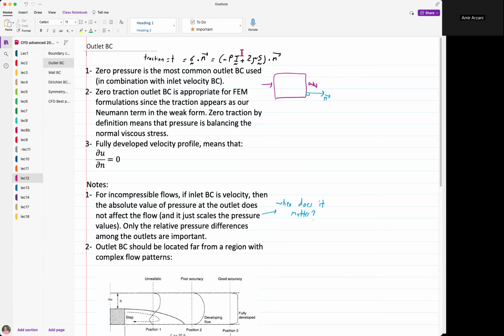And you can also think of some of this in the context of a fully developed velocity profile. So when at an outlet, if we have, let's say, zero normal viscous stress, then that means that you have a fully developed velocity profile, or partial derivative of velocity along the flow direction equals zero.